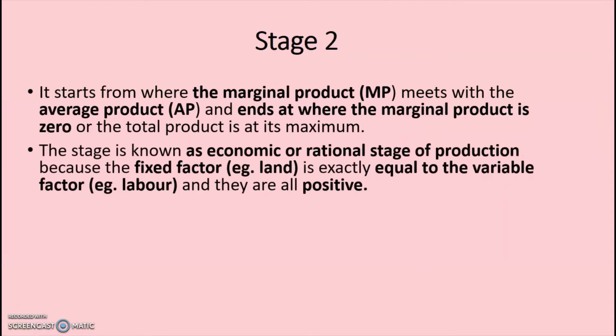Now with stage 2, it is known as the economical or rational stage of production. This is because the fixed factor, which is land, is exactly equal to the variable factor, which is labor. And then the two inputs, the fixed factor and the variable factor, are all positive.